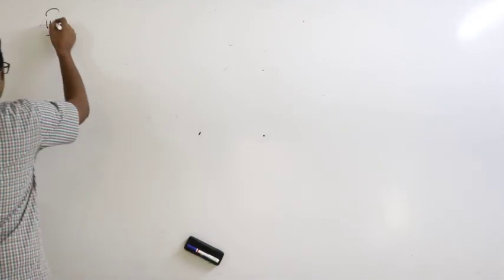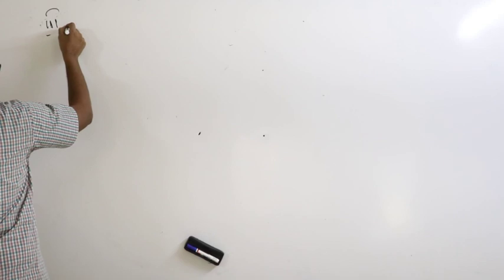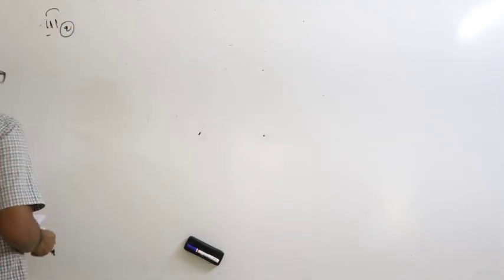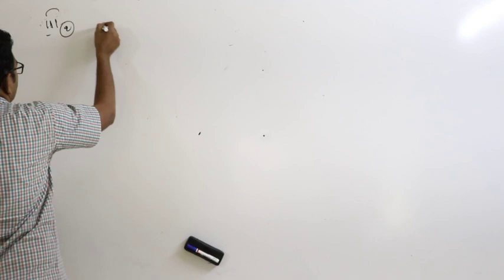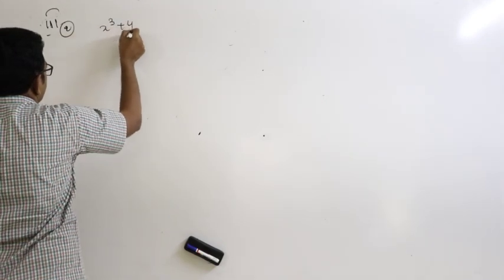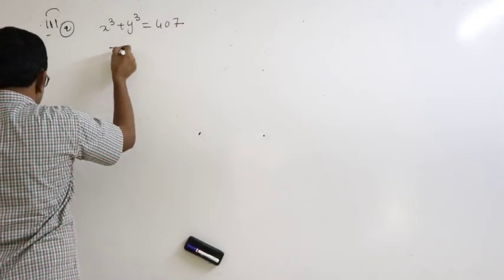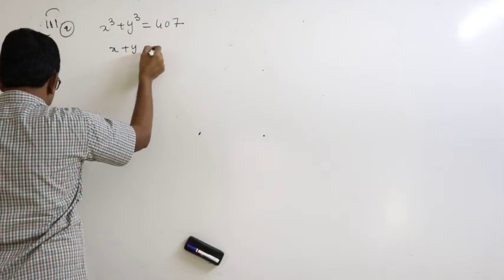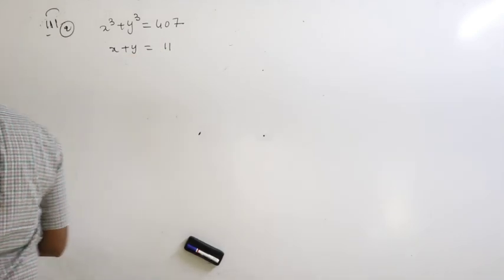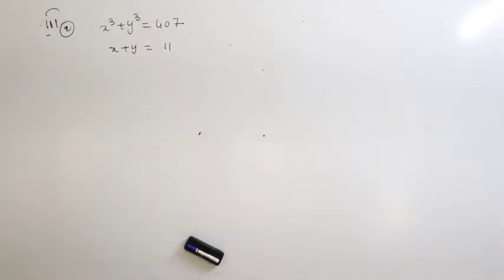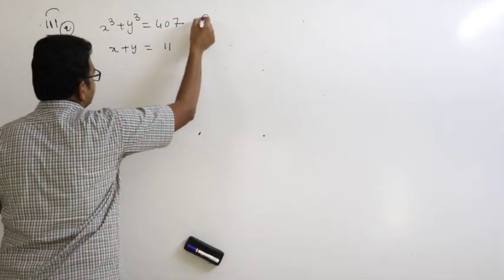Next one, in the second problem, the third one, that is the same model. Solve x cube plus y cube is equal to 407 and x plus y is equal to 11. So let this is first one and this is second one.